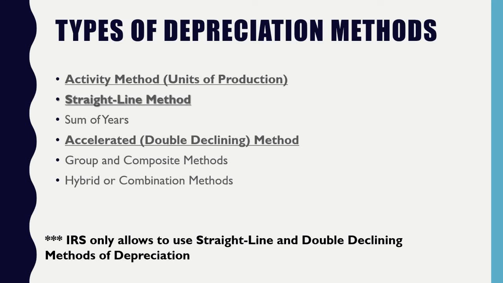Other ones that do exist are group and composite, as well as hybrid combination methods. Those are combinations, just a mix between the different methods. But for this class, you're only going to be learning 3 and 3 only. And it says the IRS only uses the straight line because of how easy it is, and they're the more common ones.